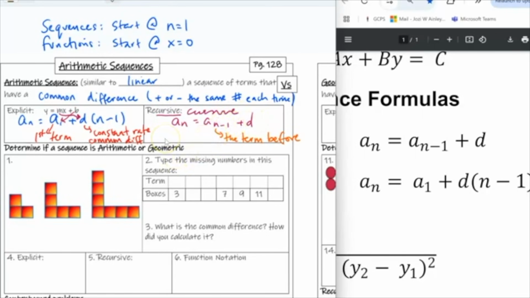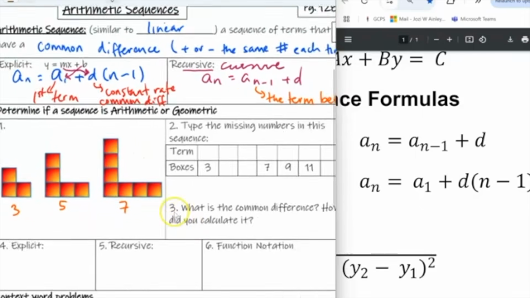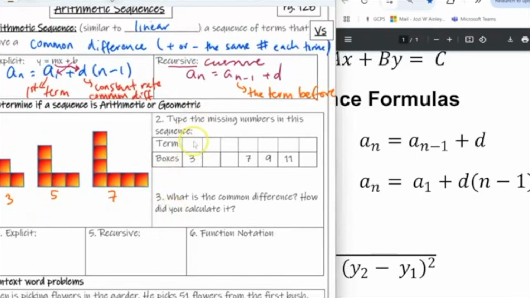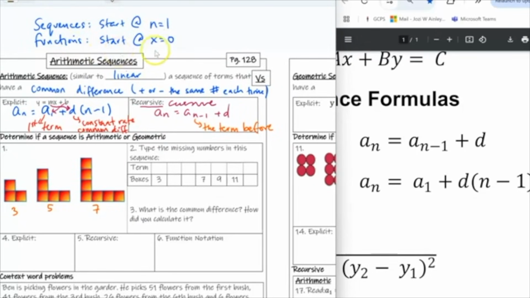All right, so let's go ahead and look at an example really quickly. We've got, count the number of boxes. How many boxes do you see there? 3. How many boxes do you see here? 3, 4, 5. How many boxes do you see here? 1, 2, 3, 4, 5, 6, 7. All right, so we're going to put that in a table. You're taking your pattern and putting it in the table. What term gives me the number of boxes? 3, the first one. So remember, sequences start at 1, functions start at 0. So this is not the 0, 1, this is the first one. So the first term is 3.